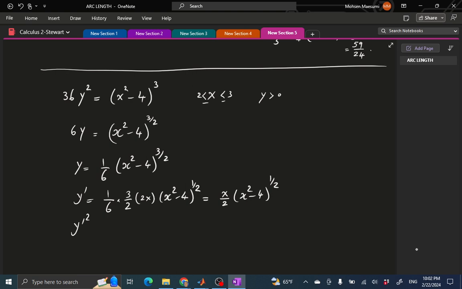I need to square my y prime, so that's going to be x squared over 4 times the square of a square root, which will be just this expression. When I multiply, I get x^4 over 4 minus x squared. Is that right? So y prime squared plus 1, I have to add 1 to it, simply x^4 over 4 minus x squared plus 1.